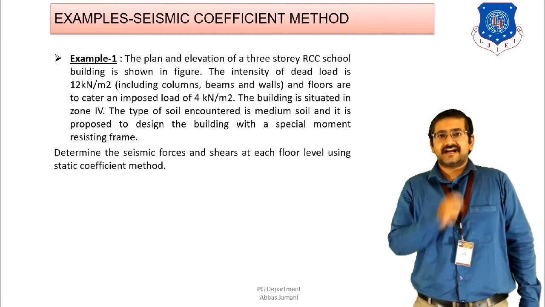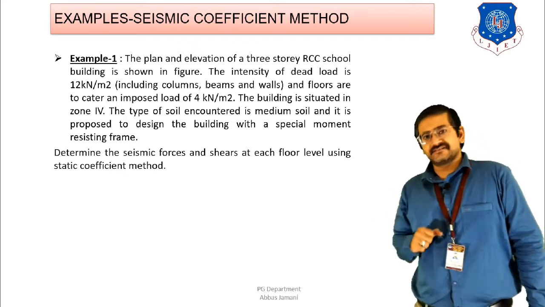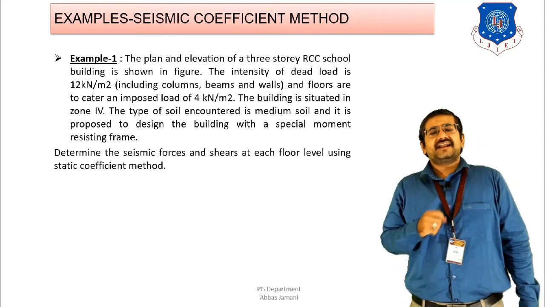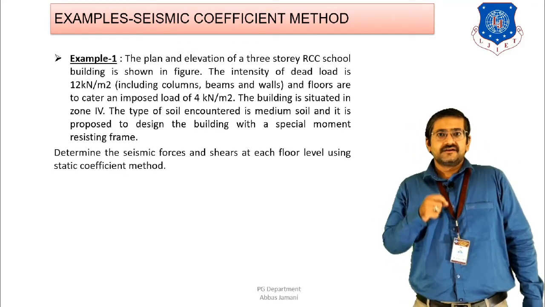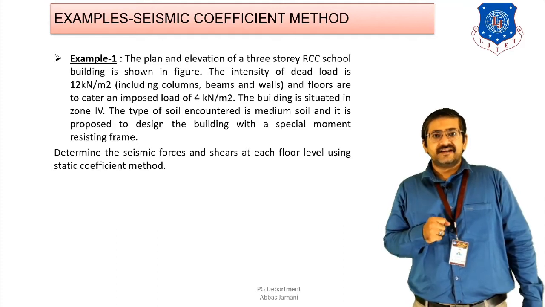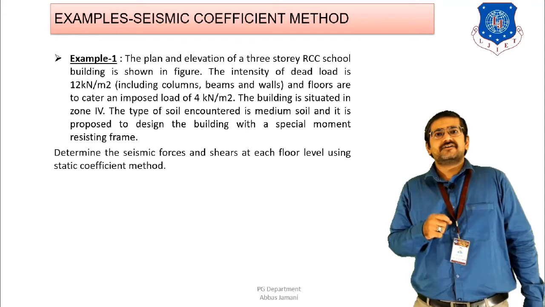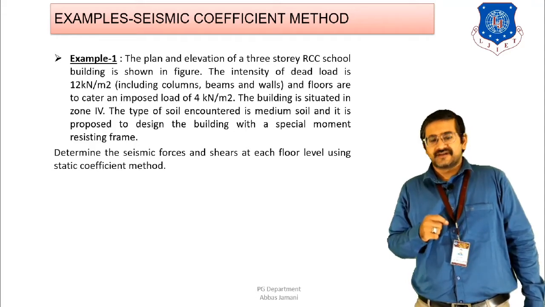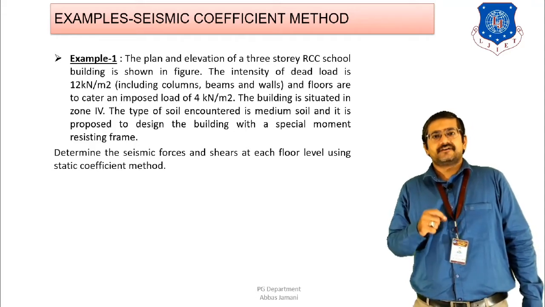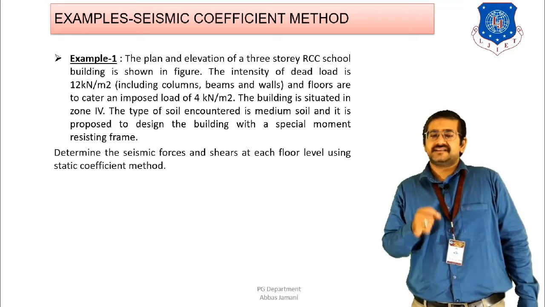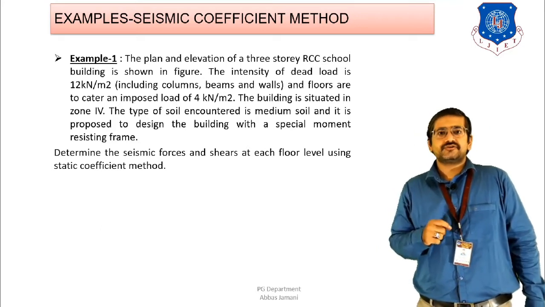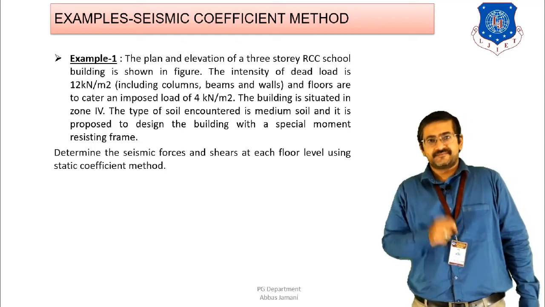So let us start with today's example, where the data is given to you as that the plan and elevation of a 3-story school building, that is an RCC school building, is shown in the figure, right? The dead load or the intensity of the dead load on the floor is 12 kilonewton per meter square, which is inclusive of the weight of the slab, beams, columns and the walls. The imposed load that is expected to be on the floor is 4 kilonewton per meter square, right?